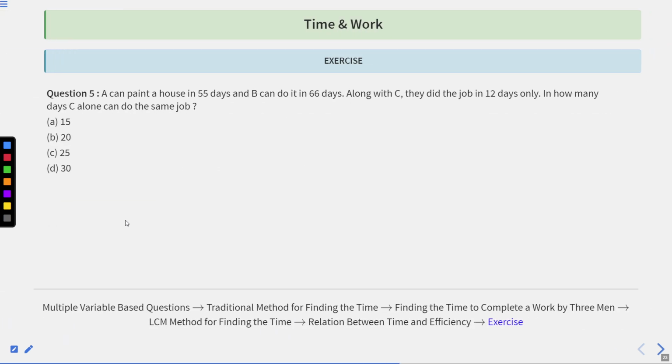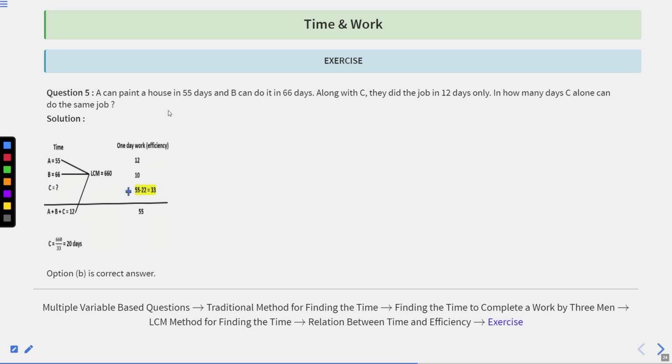Now moving on to question number 5. A can paint a house in 55 days and B can do it in 66 days. Along with C, they did the job in 12 days only. In how many days can C alone do the same job? Let us now have a look over the solution.